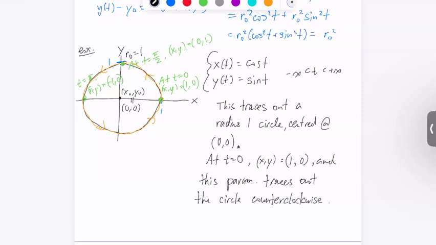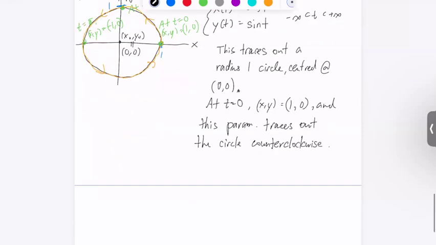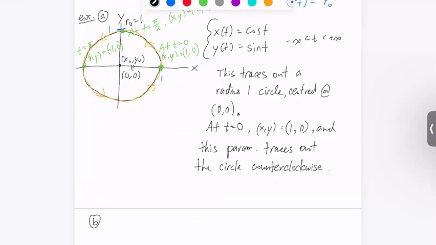All right, so we have a question about two parameterizations of a circle. Let's do a variant of this. You'll see this pretty frequently later on, so it's useful to figure out how to parameterize circles a lot in this class.